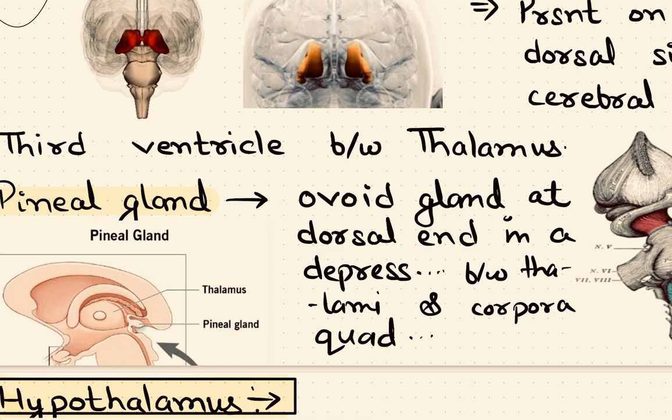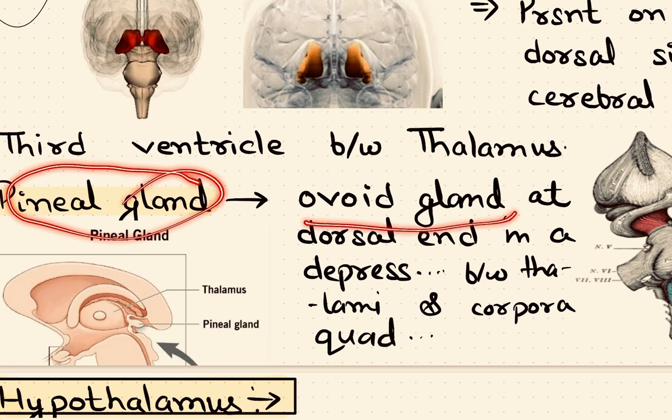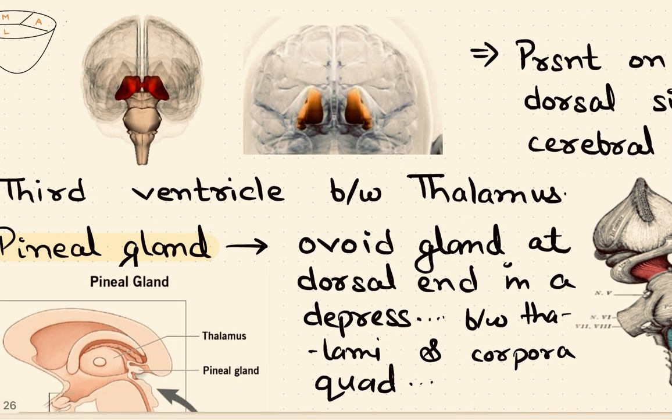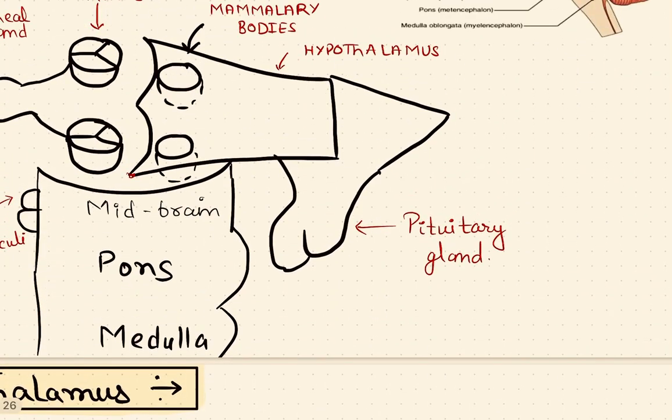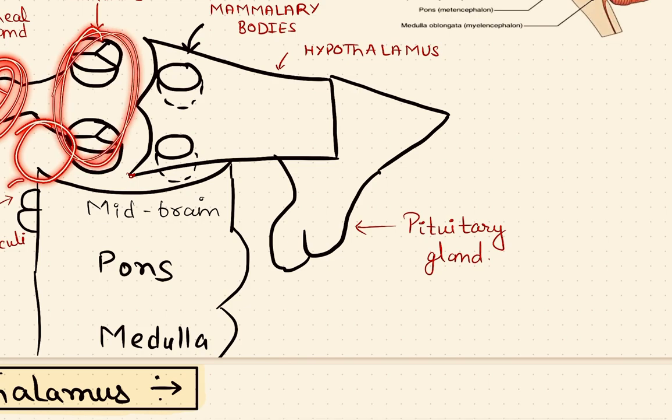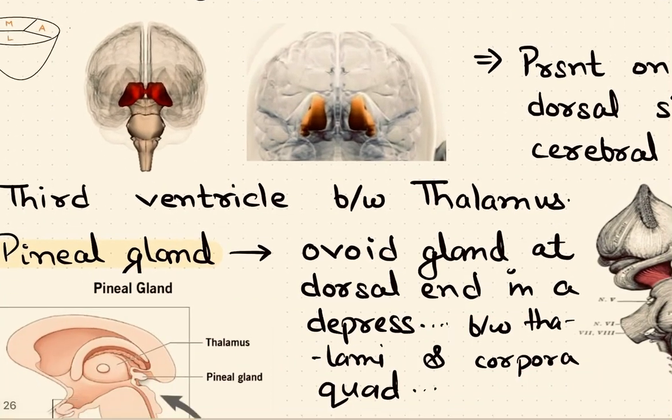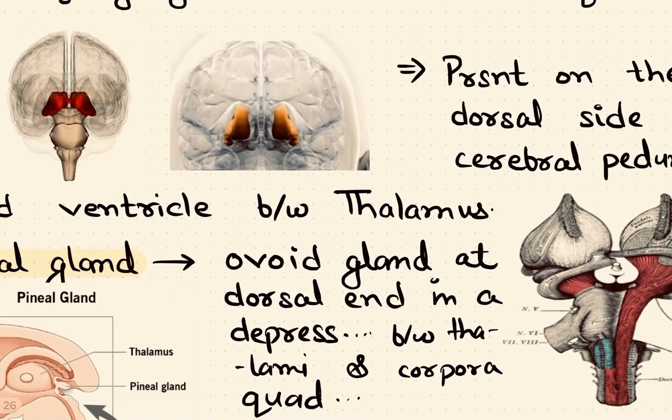It might seem tough, but in the upcoming lectures I will tell you the pathway of cerebrospinal fluid. As I also said, the pineal gland is an ovoid gland at the dorsal end in a depression between the thalamus and corpora quadrigemina. This is the dorsal end, and the pineal gland is between the thalamus and the superior colliculi.